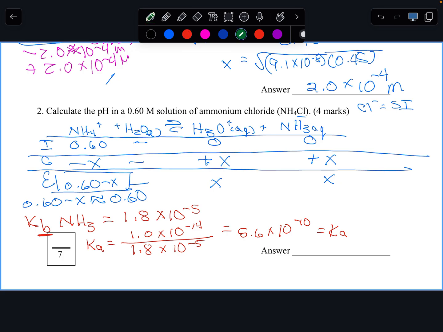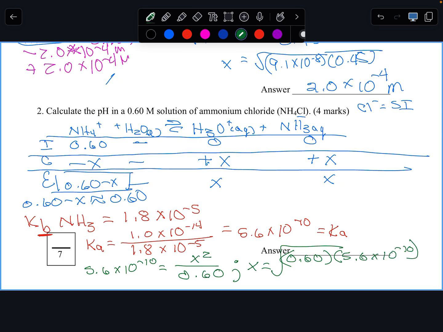So now, next, we can do our next order of business here. So let's take our 5.6 times 10 to the minus 10th equals, is everybody good if I go x squared over 0.60? Solving for x, you will get the square root of 0.60 times 5.6 times 10 to the minus 10. Who's got it? 1.8 times 10 to the negative 5. Is that right? Okay. Almost there.